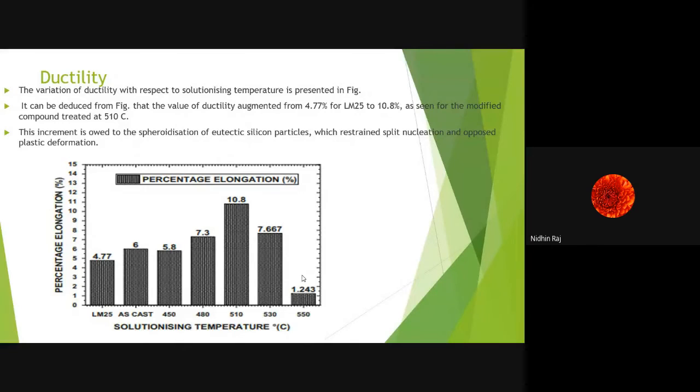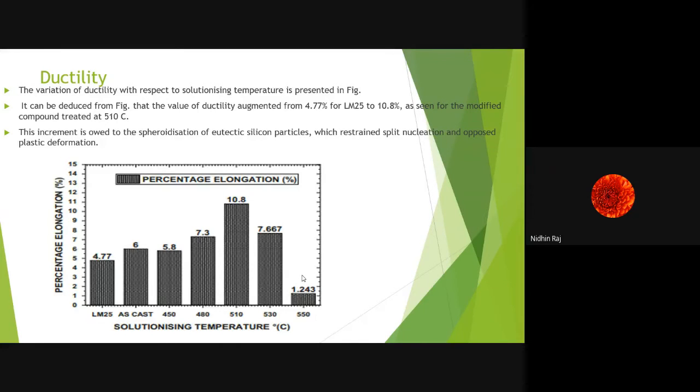The decrease in the value of ductility from 510 to 530 is mainly because of the reduction in vacancies, resulting in the formation of fewer aluminum nickel precipitates, and the further decrease is attributed to the formation of casting defects such as shrinkage, porosity, and inclusions, as noted by previous studies. So previous studies have reported these casting defects as the reason for the decrement.